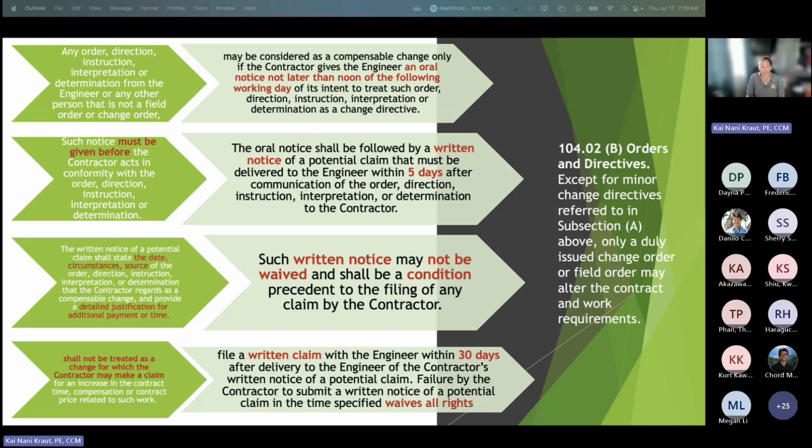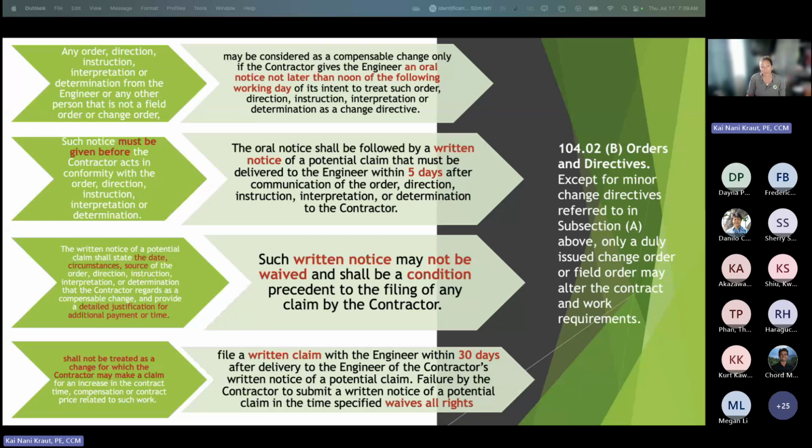Such notice must be given before the contractor acts in conformity with the order, direction, instruction, interpretation, or determination. That means they can't go and do it and then tell you. After they're given a directive, they have to tell you verbally that they consider it a change, and it has to be before they do the work. So now we have two conditions.